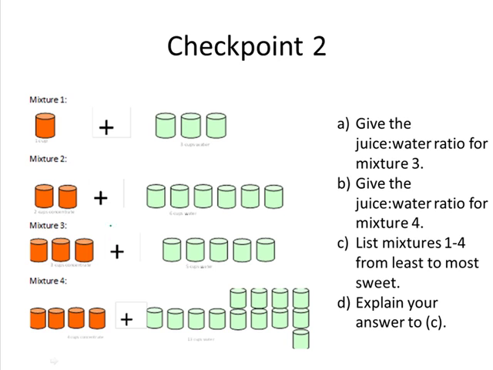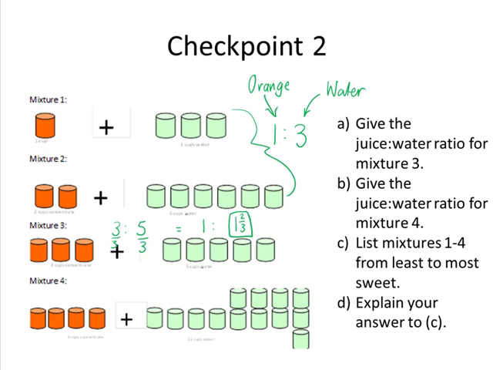Mixture 3's ratio of juice is to water is 3 is to 5. You could simplify that by dividing through by 3 on both sides. 3 divided by 3 is 1. 5 divided by 3 is 5 over 3, which is equal to 1 and 2/3. Now remember, mixture 1 and mixture 2 have the ratio 1:3, meaning for every 1 cup of juice, you have 3 cups of water. Now for mixture 3, for every 1 cup of juice, you have far less than 3 cups of water. You have only 1 and 2/3 cups of water.